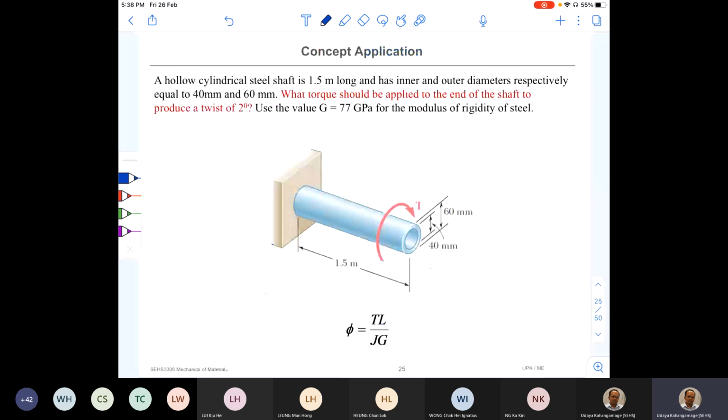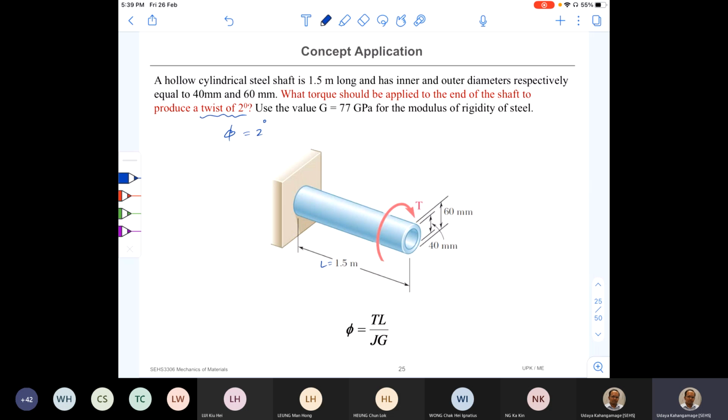So let's work out this question. It is the same question actually, but a different thing that we need to find out. We have done a similar question before. It says a hollow cylindrical steel shaft is 1.5 meters long, so length is 1.5, and has inner and outer diameters respectively equal to 40 and 60 millimeters. What torque should be applied to the end of the shaft to produce a twist of 2 degrees? So this is the angle of twist, equal to 2 degrees.